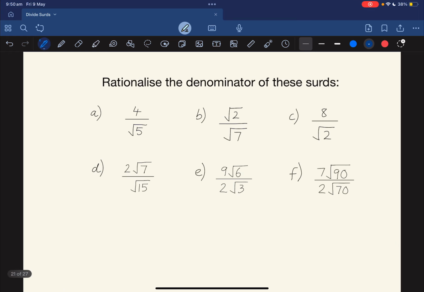Next video, we're going to look at rationalizing the denominator and say goodbye to surds.